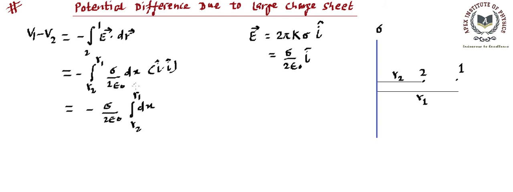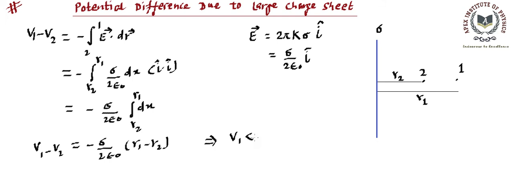We know the integral of dx will become x, then it will be the difference of these limits, so this will become minus σ divided by 2ε₀ within the bracket r1 minus r2. So r1 minus r2 is going to be a positive number, so here again V1 minus V2 comes out to be negative, which further implies V1 is less than V2. That means V2 is bigger.